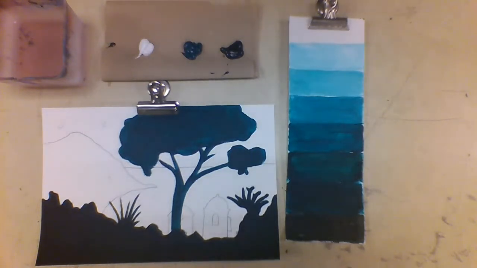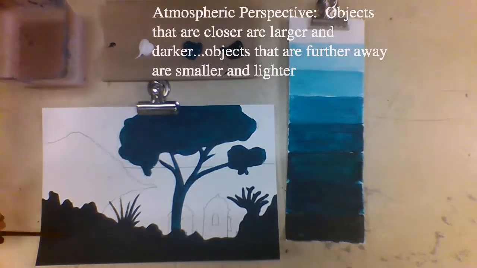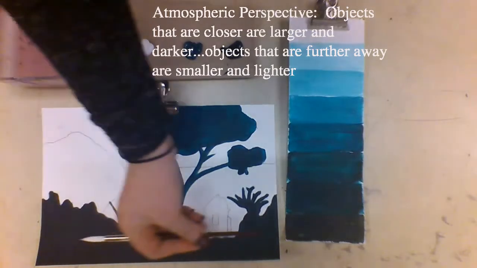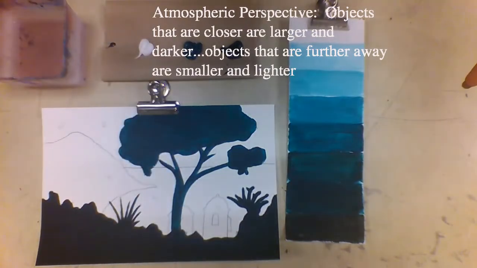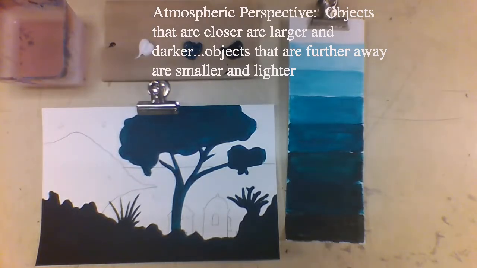Once you have all of your numbered layers in your landscape, you are now ready to paint with acrylic paint. Remember, the goal is to create an atmospheric perspective by having the things that are closer in your image larger and darker, and things that are further away in your image lighter and smaller.